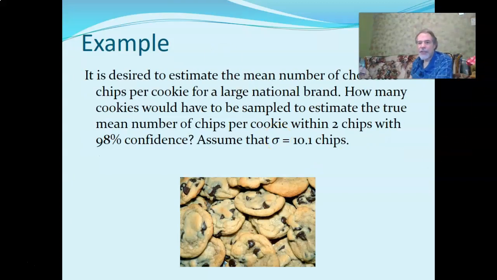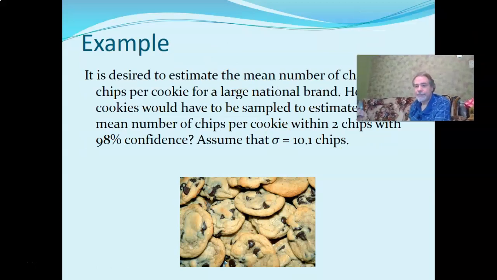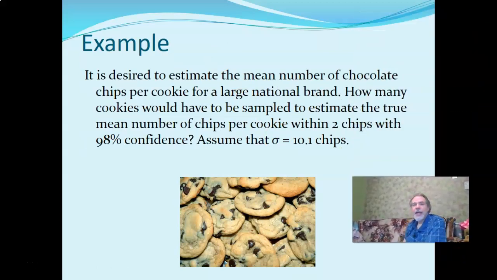Let's try another example. It is desired to estimate the mean number of chocolate chips per cookie for a large national brand. How many cookies would have to be sampled to estimate the true mean number of chips per cookie within 2 chips with 98% confidence? Assume that sigma equals 10.1 chips.